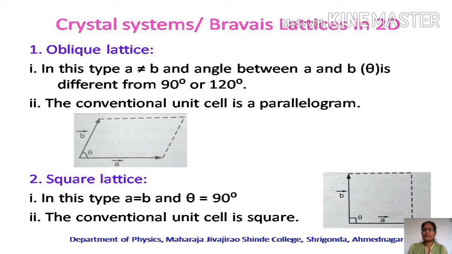Then the square lattice. Which lattice in 2D is called a square lattice? As the name suggests, a square lattice is a lattice in which both lengths have the same measurement, that is A is equal to B, and the angle between them is 90 degrees. Therefore, a unit cell which has A equal to B and angle equal to 90 degrees is called a square lattice.